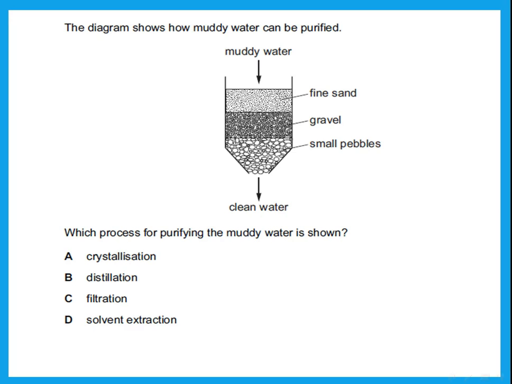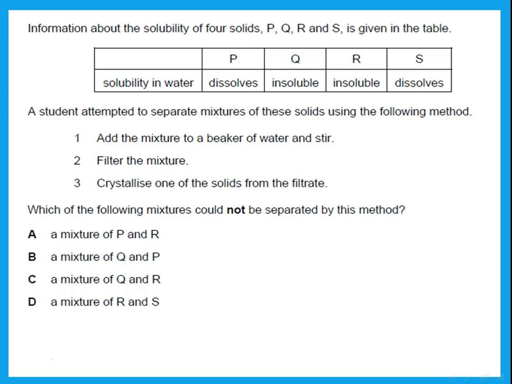Okay. The diagram shows how muddy water can be purified. Which process for purifying the muddy water is shown? Muddy water, of course, he's saying you're going to pass it through layers of something that will remove the mud. Of course, the mud is something that doesn't dissolve in the water. So basically what he's doing is filtration.